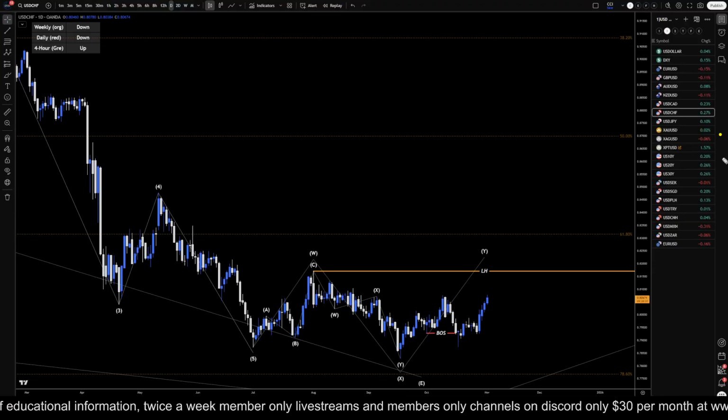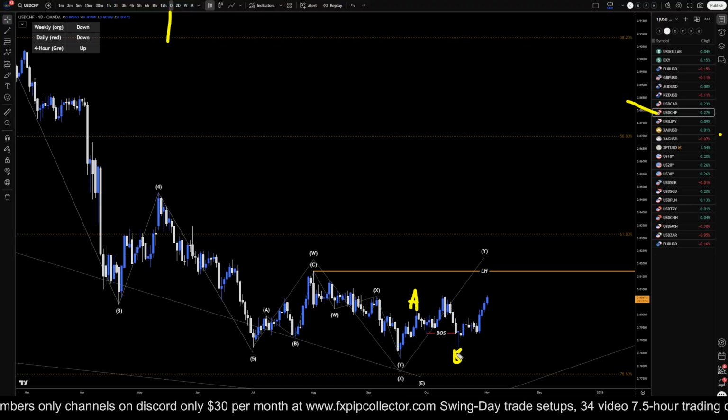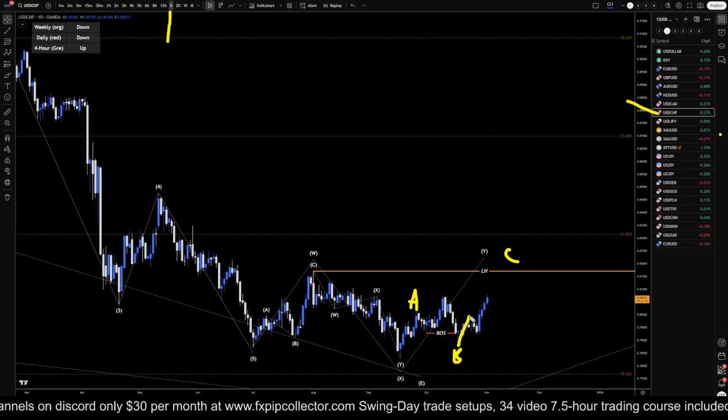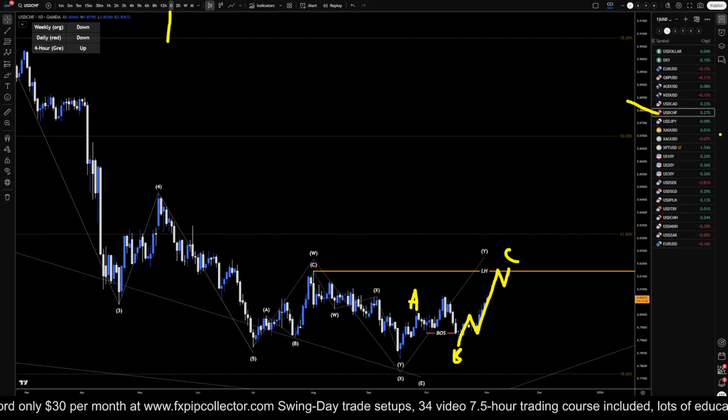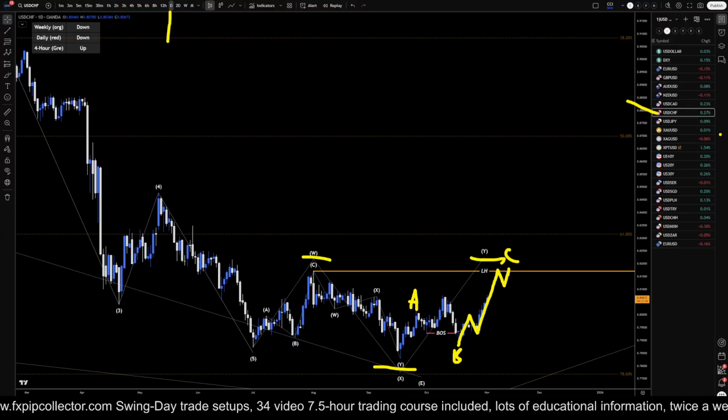Today is Monday, November 3rd, and this is my analysis for the US dollar Swiss, and we're on the daily time frame. So the dollar Swiss analysis that I've been talking about for a while, which is this is an A, this is a B, and we're currently in five waves up for a C, which is a 1, 2, 3, 4, 5 of C, which I think is a W, X, Y pattern. I think is playing out perfectly.